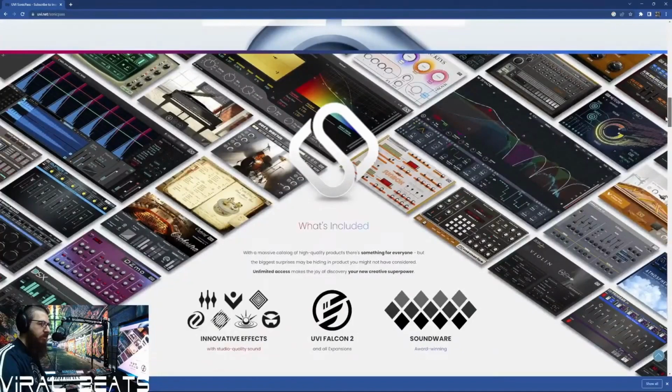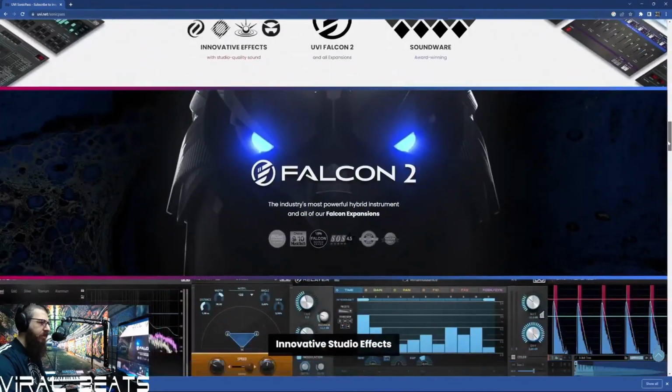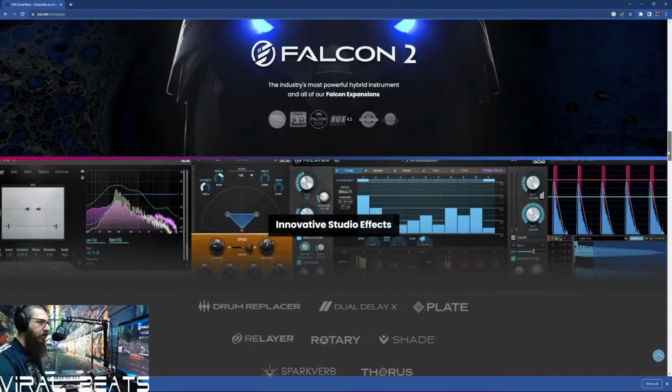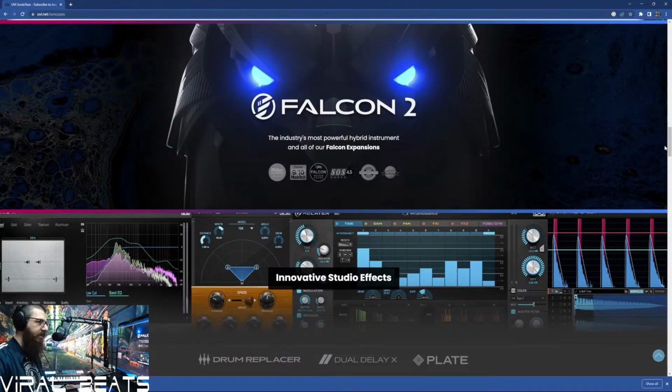For those who don't know, the UVI stuff has been around for about a decade. There's reasons why we haven't gone through it. One of the main reasons is that Falcon 2, just the Falcon alone, is $350. It has been just as of recent that we've been comfortable with getting into the realm of digital synthesis.